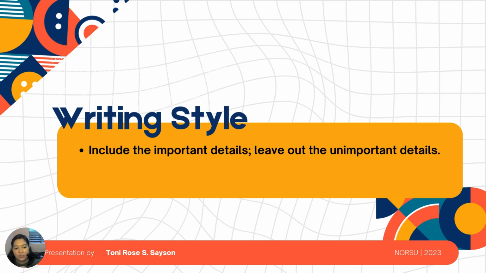Next on writing style, you have to be careful. You have to include the important details and leave out the unimportant details. Deciding which details are important enough to include in the research is sometimes difficult, but there is a general principle that will really help with this. The report should include the details that are important and that can definitely make a difference in your research.